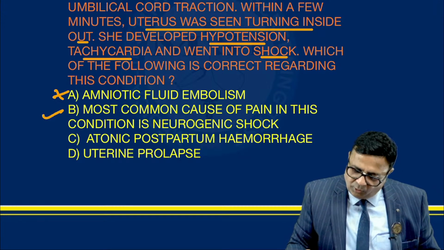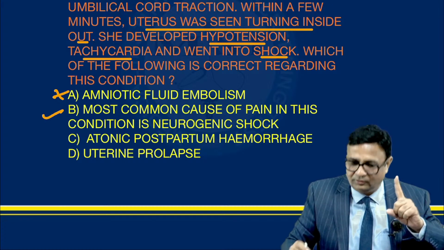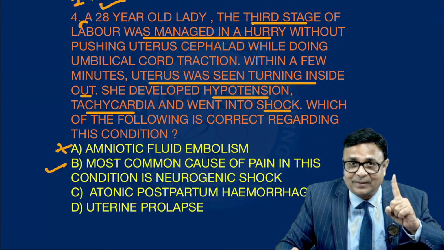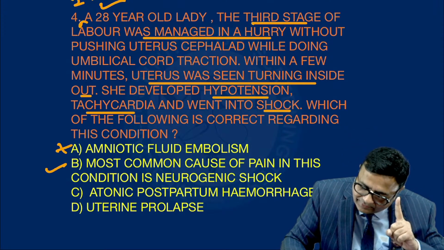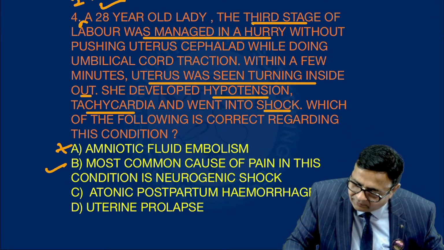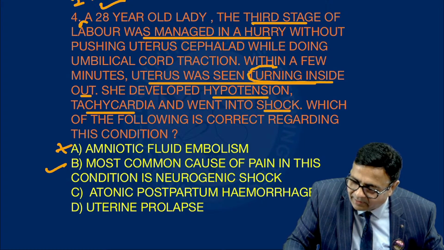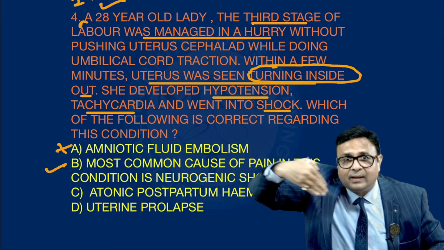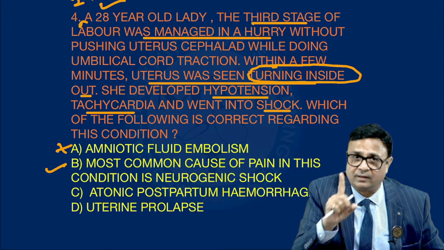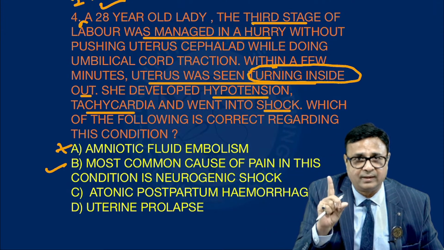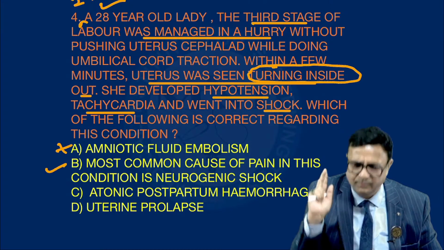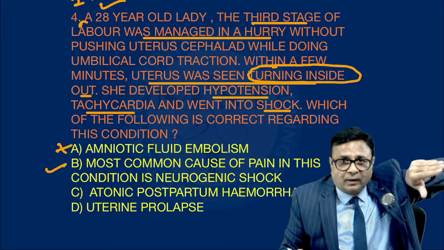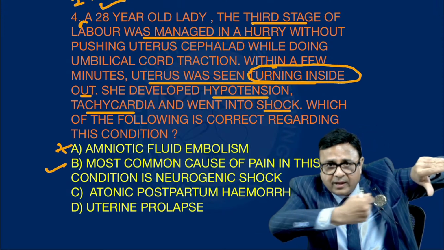Atonic postpartum hemorrhage. No, this is not atonic postpartum hemorrhage, beta. Why is this not atonic postpartum hemorrhage? Because it is clearly written that uterus was seen turning inside out. In postpartum hemorrhage, uterus is not turning inside out. Clear? So this is not postpartum hemorrhage. Then it is clearly written that uterus was not pushed cephalad while pulling the cord.